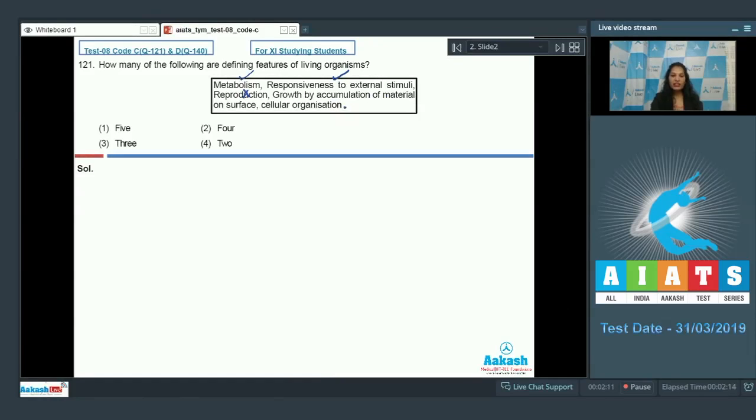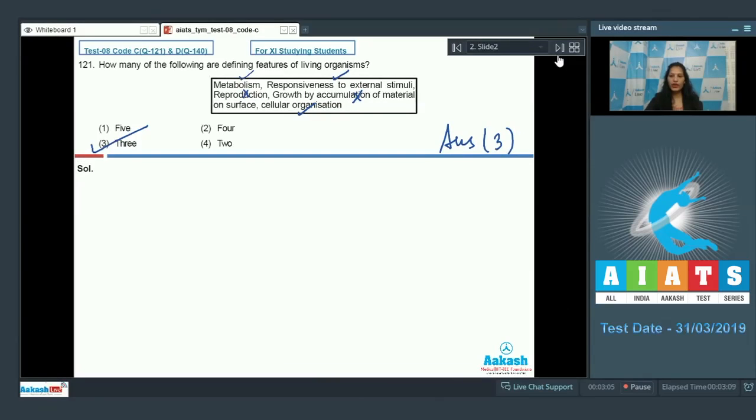Growth by accumulation of materials on surface, this is not the defining feature. Why? Because it is shown by the non-living objects. Living organisms show intrinsic growth, meaning from inside the body, which results in the increase in the number of cells and the mass. But in non-living objects, there is an accumulation of materials on the surface. For example, sand dunes, mountains, they show extrinsic growth. So this is not the defining feature. Cellular organization, yes, it is also a defining feature because it is shown by living organisms only and without exception. So 3 are the defining features. So the correct option for the given question is option number 3.